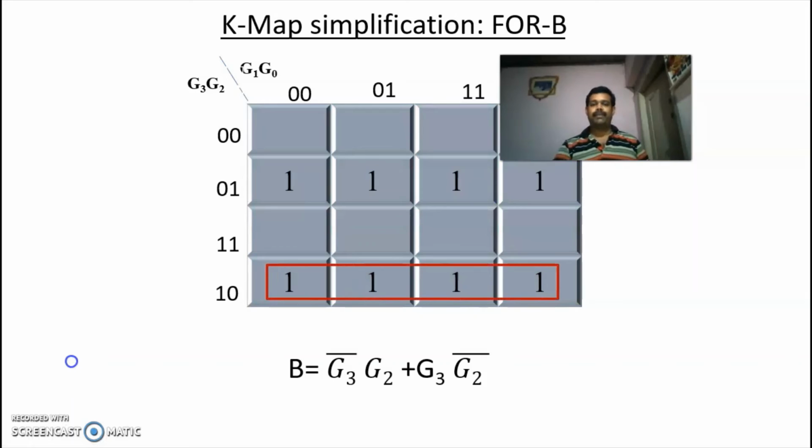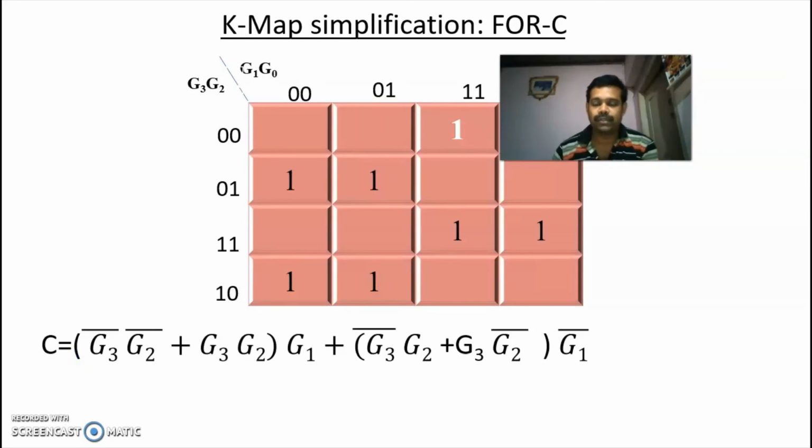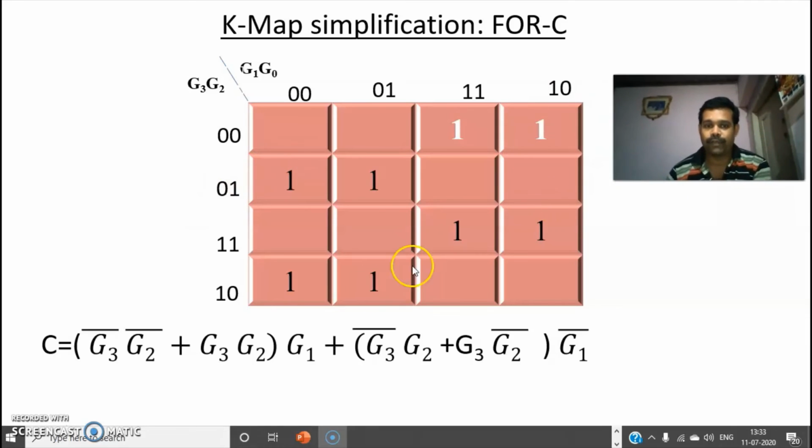For the next one, for B, you have plotted and you got the expression G3 bar G2 plus G3 G2 bar. This expression is similar to XOR, so we have written it by using an XOR gate. Next, we have plotted for C and we have written the expression. After writing the expression, we are taking common terms. From the first two terms, we are taking G1 common, and from the third and fourth, we are taking G1 bar common.